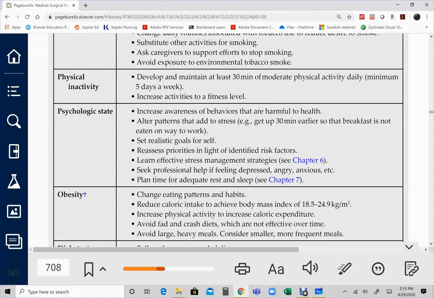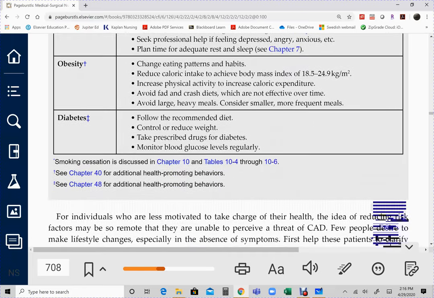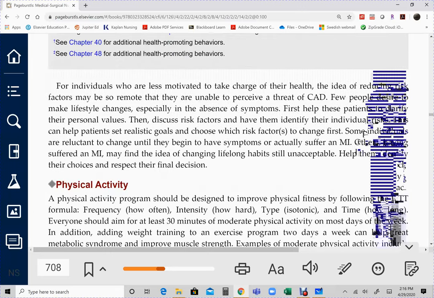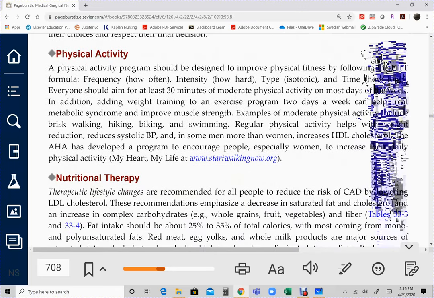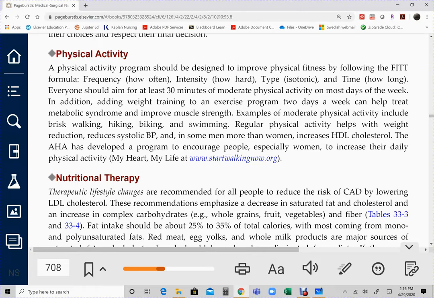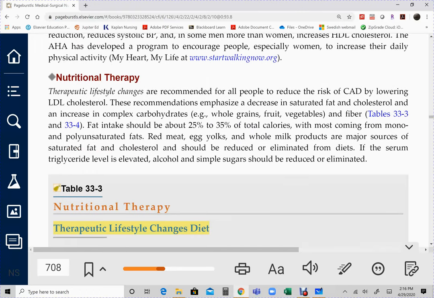Encourage, be creative with encouraging physical activity. It could be through games, or just however you can have these patients increase their activity, weight loss, and then finally managing diabetes. Please read these on your own. I already mentioned that the level of physical activity should be at least 30 minutes, 3 to 4 miles a day, 5 times or more per week.